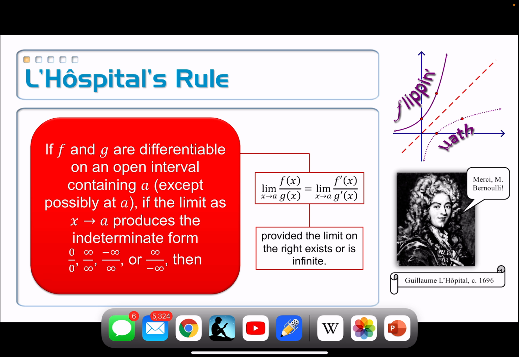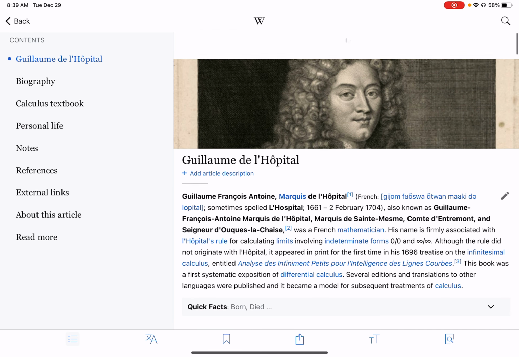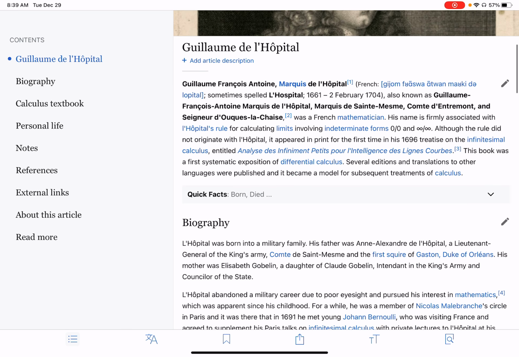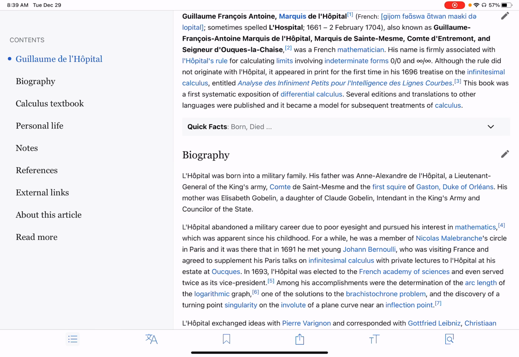Now, here's the thing. I'm going to pull up Wikipedia here. There's Guillaume again. He is known for this rule that we're about to talk about and about to use. And not only that, he's also known for writing the first calculus textbook.